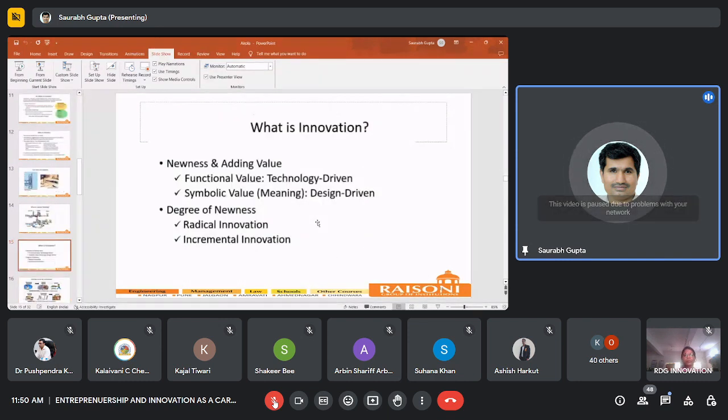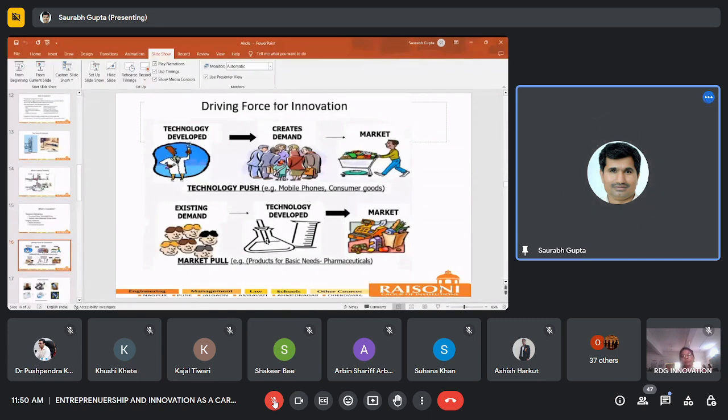Now the third terminology is innovation, right? Innovation comes when you create something and convert it into some application. There are two types of innovation: radical innovation and incremental innovation. Innovation is the first terminology to create the market. Now, what is the difference between these two types of innovation? One is technology push, and the second is market pull.